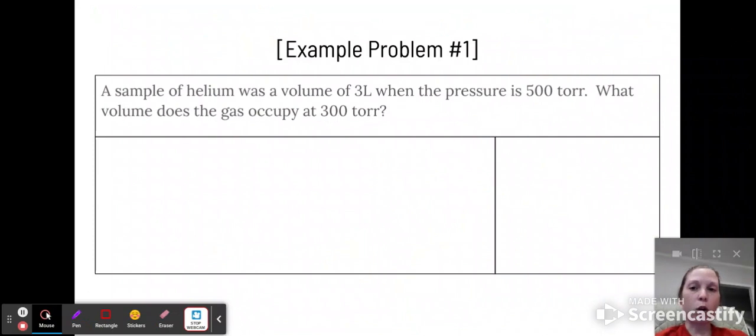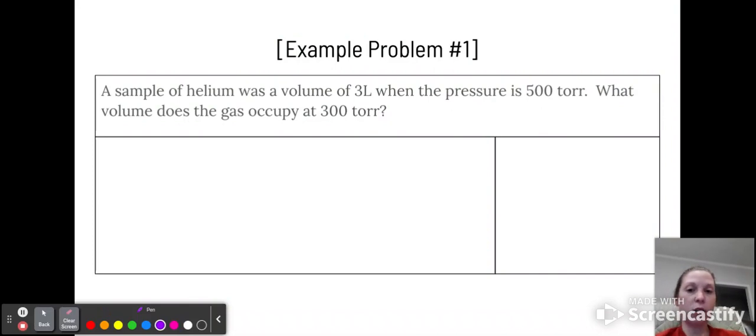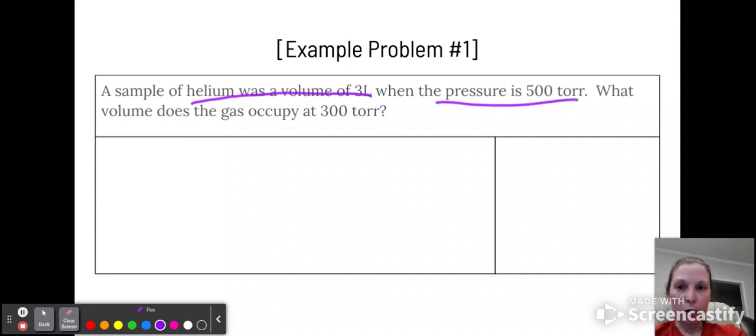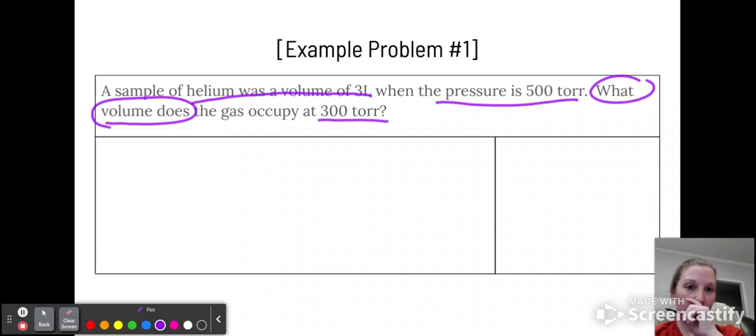All right, so let's work through this first problem together. Again, underline what you're given, circle what you're looking for. I'm going to continue to tell you that all the time. So a sample of helium has a volume of 3 liters when the pressure is 500 torr. What volume does the gas occupy at 300 torr? So no temperature means we are looking at Boyle's law.